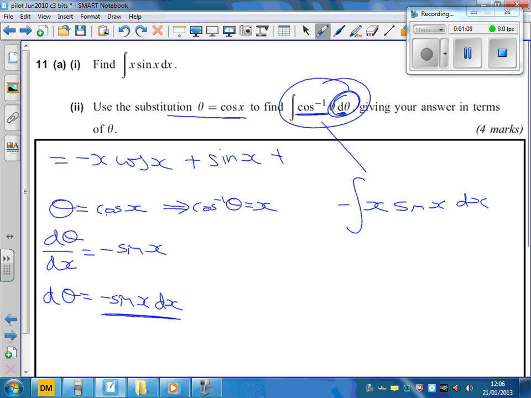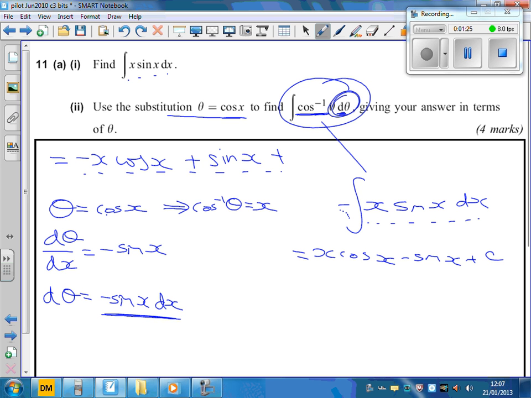Now, we said Vina did this for us earlier. We know what that integral gives. That's what we did in part A. Here it is, and I just need to make it negative. So this gives us x cos x minus sine x plus c.